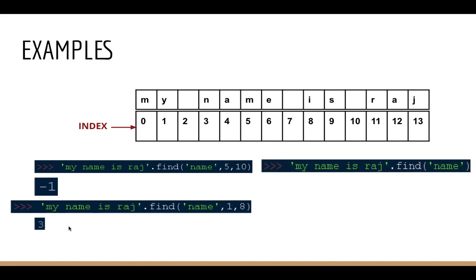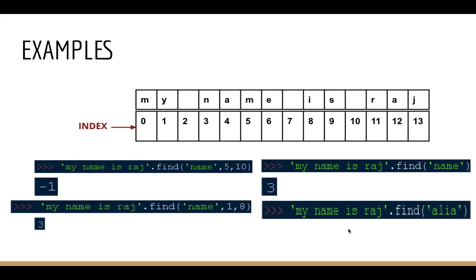If I consider another case where I do not specify the range and give my name is Raj dot find name. Here I haven't specified the range, so it will search the entire string, and if it finds the substring name, it will return the index of the first character n. What is the index of the first character n? It is 3. Therefore, 3 is returned in the output screen.